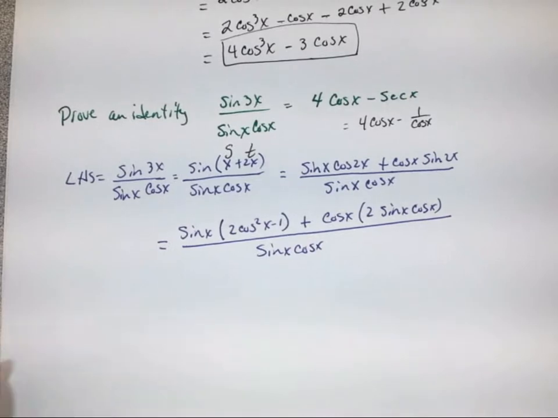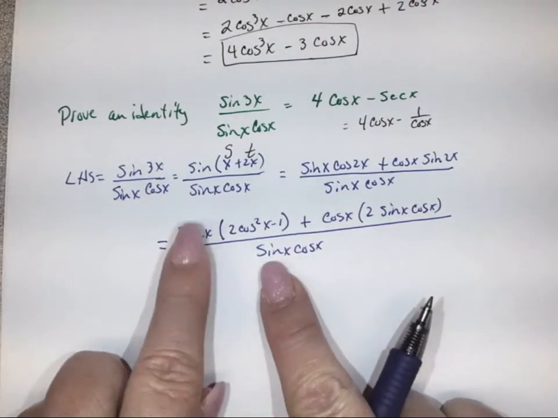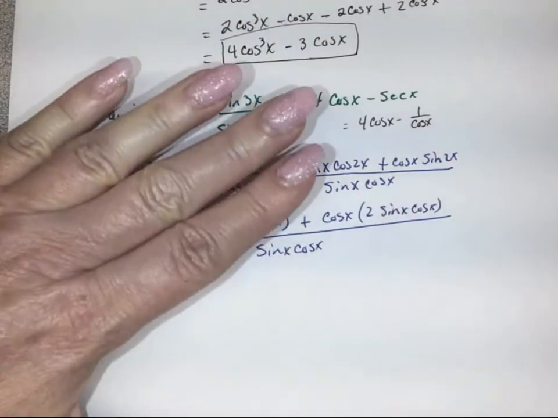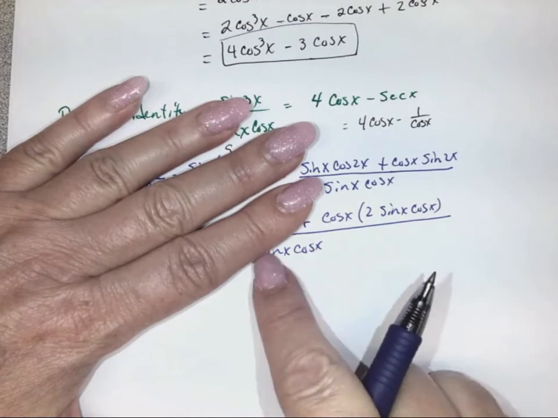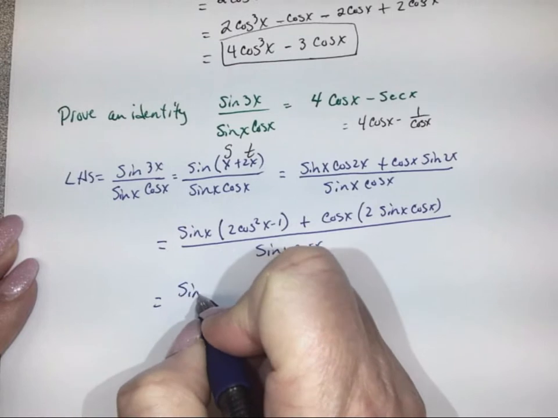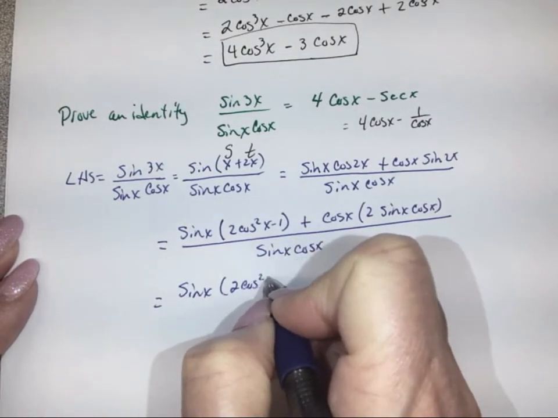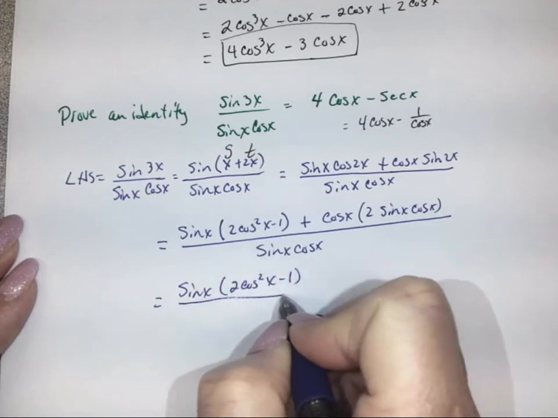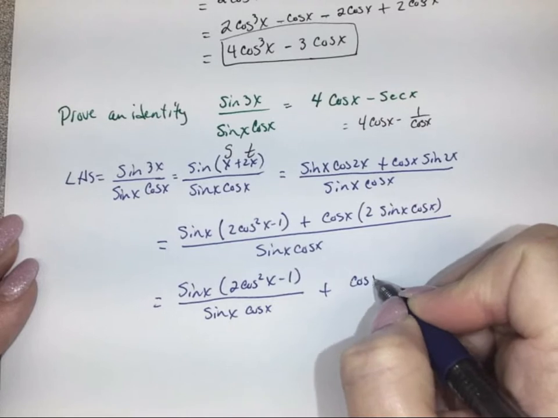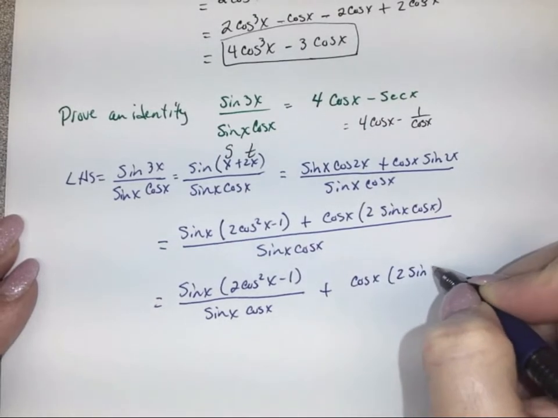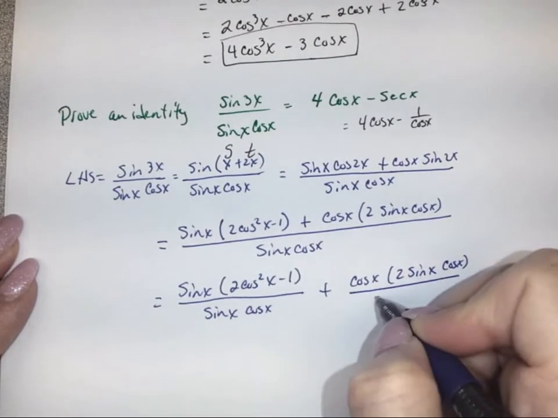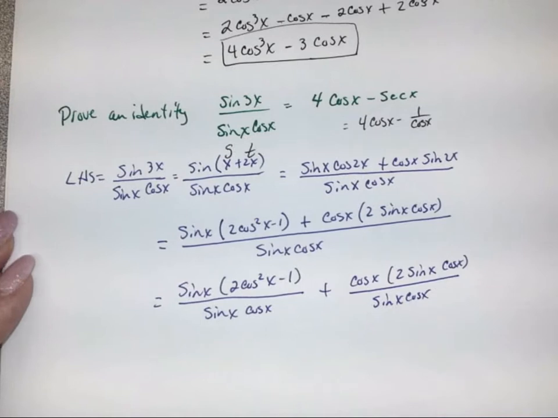So what we're going to do now is let's split our fractions. I can see I could get rid of sine if this was right here, not together. And over here I could get rid of cosine if they were not being added. So let's split the fraction here. So the sine of x times 2 cosine squared x minus 1 all over sine x cosine x plus the cosine of x times 2 times the sine of x cosine x all over sine x cosine x.